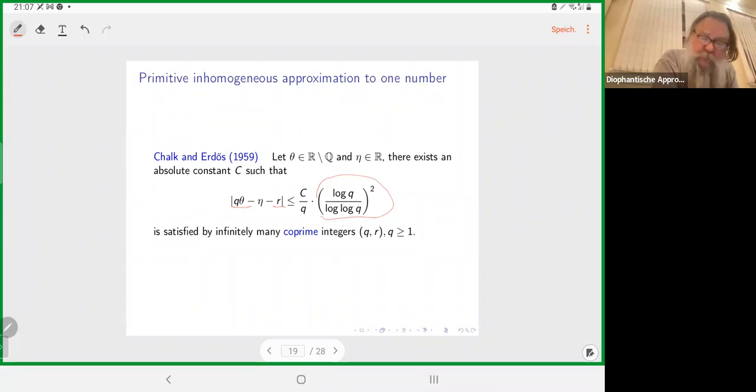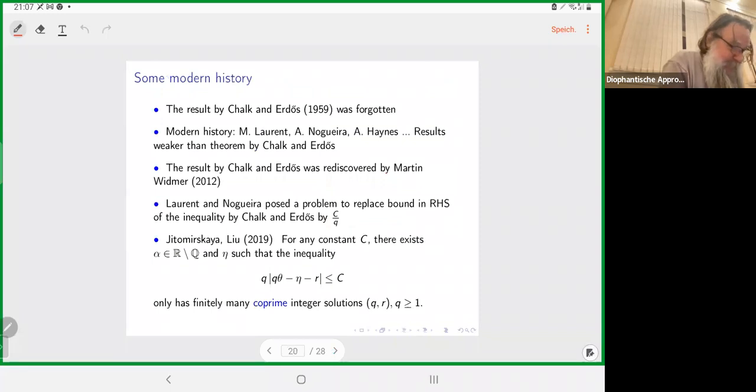What is an optimal bound here is an open question with an interesting history. The history is here on the next slide. What I can say is that the result of Erdős and Csók was forgotten, and in modern history, people started to reprove some results related to this topic.